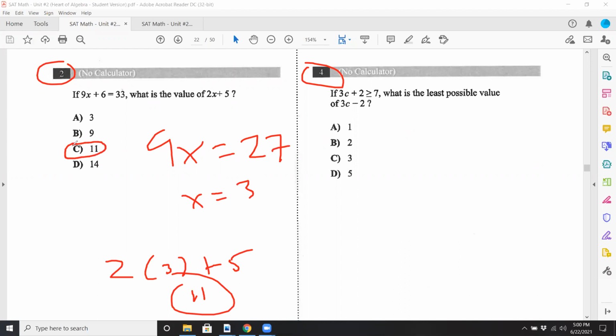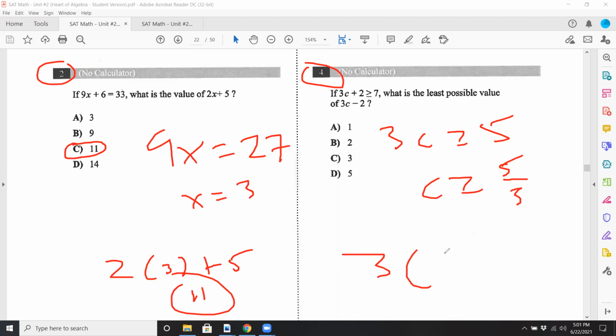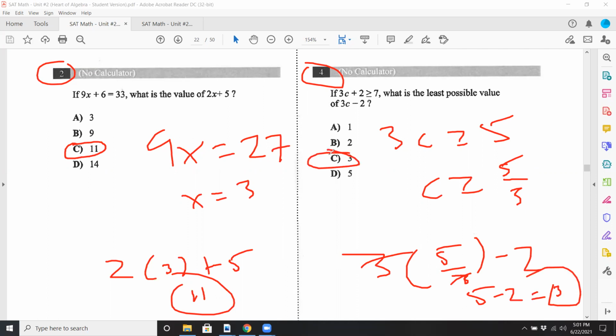So you should get C straight up for 2. For the other one, at the very least, C is going to be 5/3. Sorry, it can't be less than 5/3. And so when you see the least possible value, don't worry about that. Just plug in 5/3. The 3's will cancel. 5 minus 2 is 3. Right. That's all. So, again, don't overthink it.